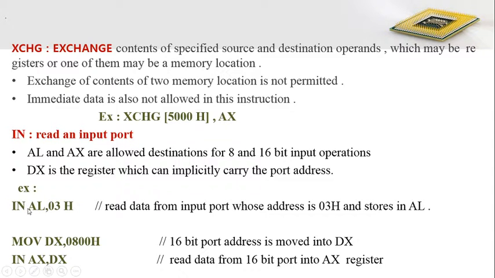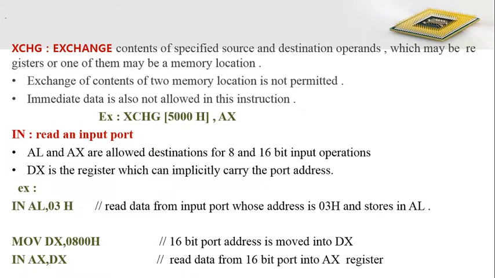Okay, so consider this example. IN AL, 03H. What is the meaning? Read data from the input port whose address is 03 and store the content available from that port into register AL. A single byte of information from port 03 is loaded into register AL.